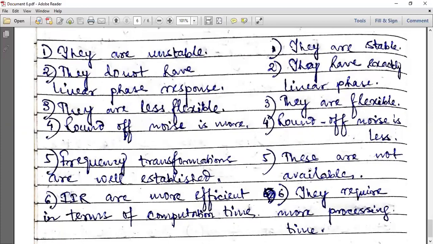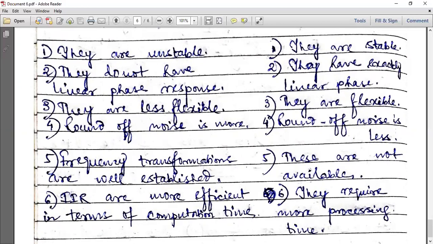Then delay-free loops arise in variable filtering, causing instability. So that is why I've written, as the first point, that IIR filters are unstable. It is due to this reason. Delay-free loops arise in variable filtering, which causes instability. For FIR filters, variable filtering can be easily implemented using cosine transformation.